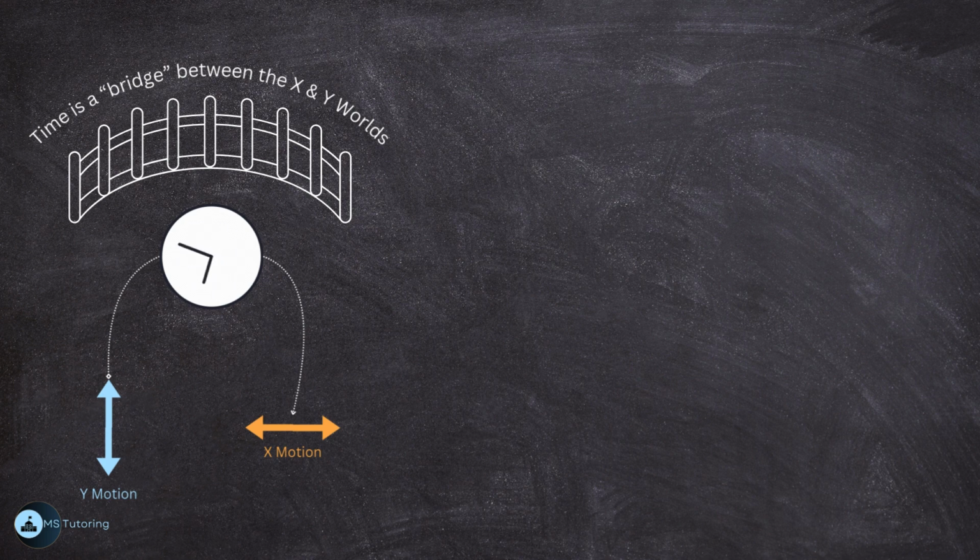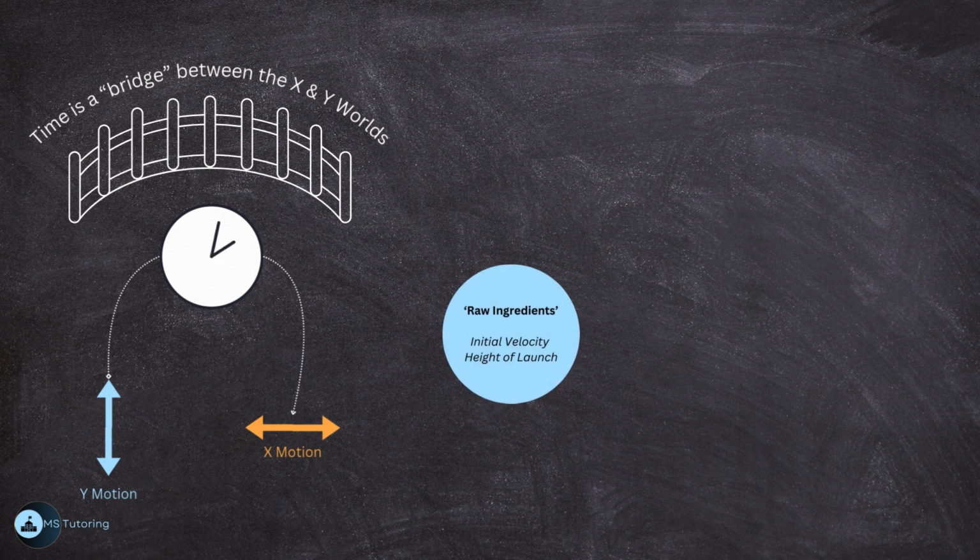In any question, you'll be given what I call raw ingredients. Basically, your starting values and numbers that you're expected to use to make your way through the question. In projectile motion, these raw ingredients are usually things like your initial velocity and its angle to the horizontal, and the initial height from which the projectile is being launched.